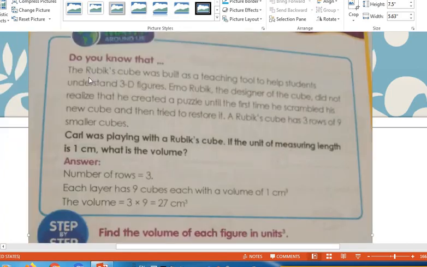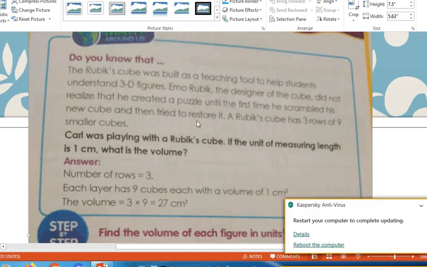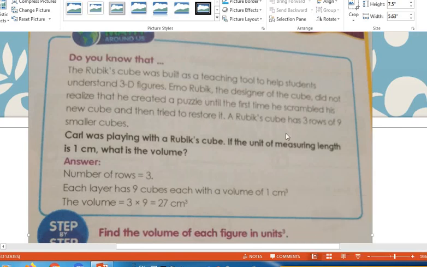Do you know that the Rubik's Cube was built as a teaching tool to help students understand 3D figures? Erno Rubik, the designer of the cube, didn't realize that he created a puzzle until the first time he scrambled his new cube and then tried to restore it. A Rubik's Cube has 3 rows of 9 smaller cubes.